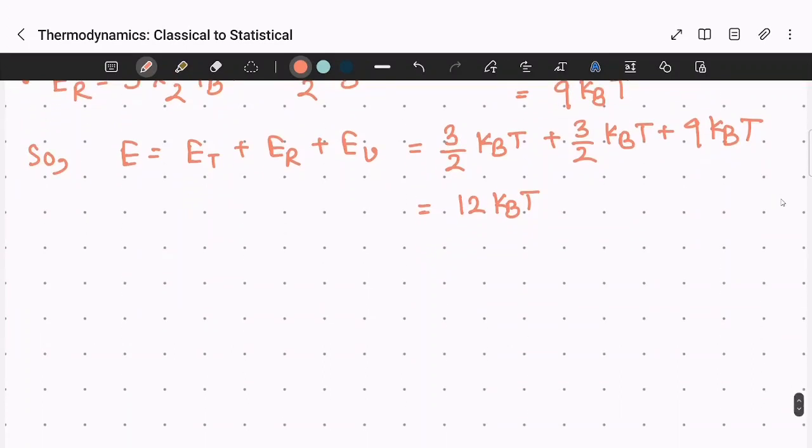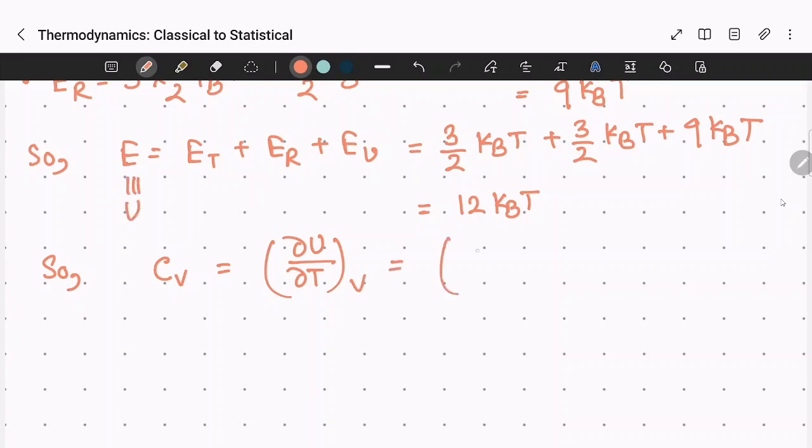So this is E. So Cv is actually del U by del T at constant V. E and U are the same, just two different notations. So you can write it as dU by dT at constant V. So this is actually 12 kB.